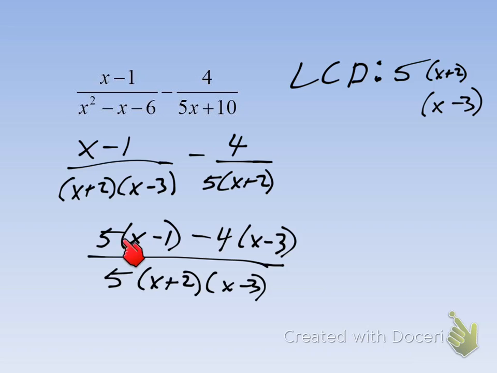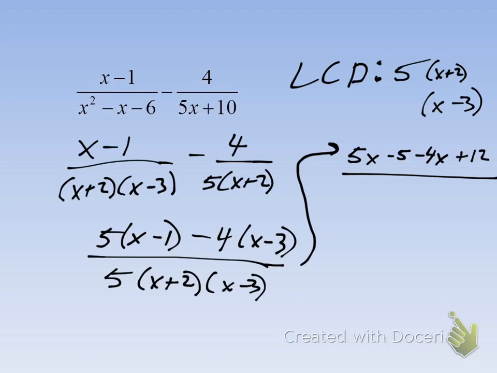With these types of problems, there's typically a little more you can do. If you look here, there's a couple distributes you can do, and then typically following distributes are like terms. So that's what we have left to do here. 5x minus 5 minus 4x plus 12 all over the same LCD of 5, x plus 2, x minus 3.